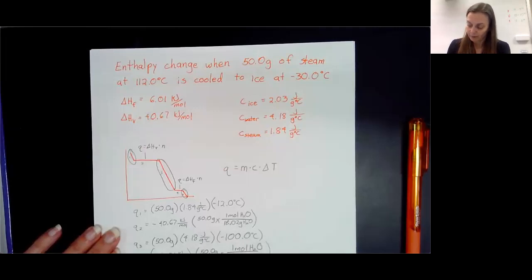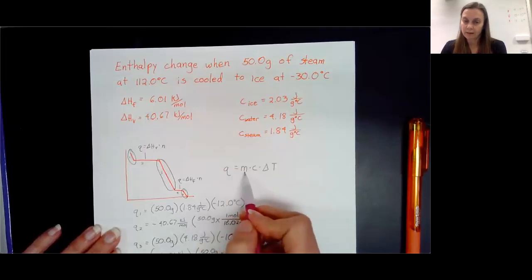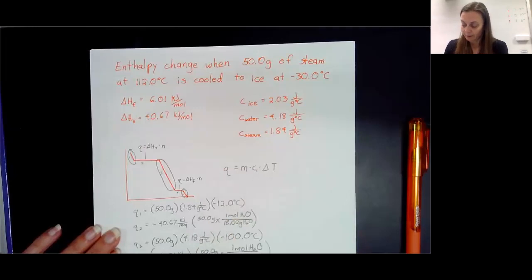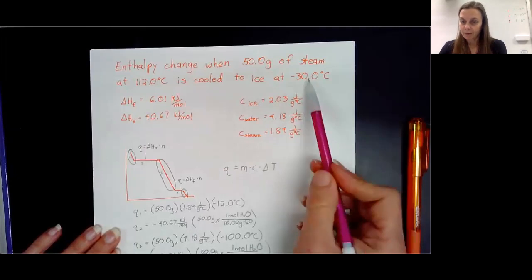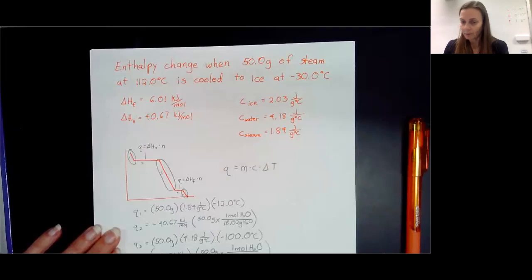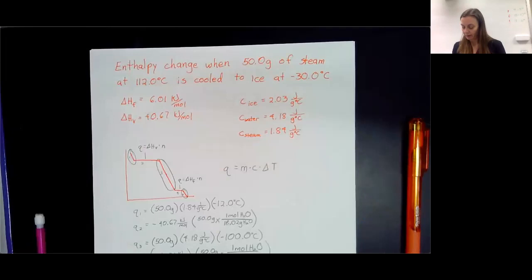And Q5 is going to equal, again, Q equals mass times C times delta T. So 50.0 grams. Now I'm looking for the specific heat of ice. So that's 2.03 joules per gram degree Celsius times the change in temperature. It's going from 0 to negative 30, so that's negative 30.0 degrees Celsius. Okay, so quick math.